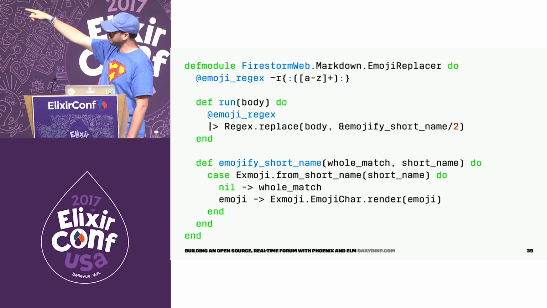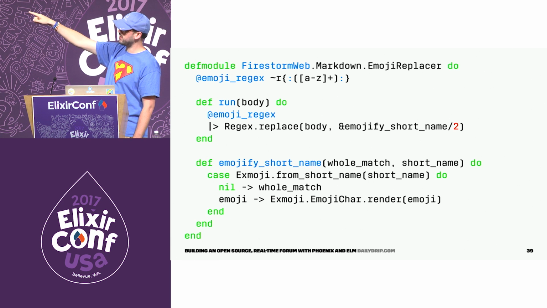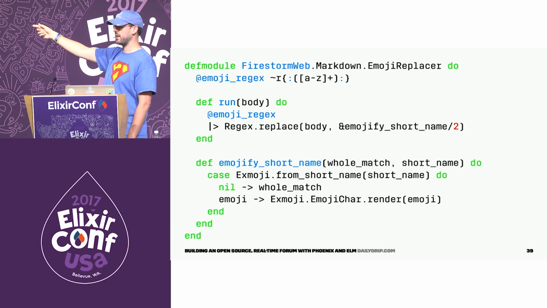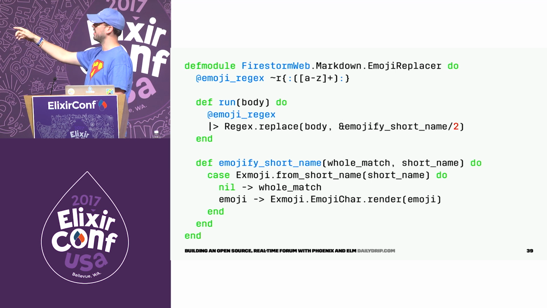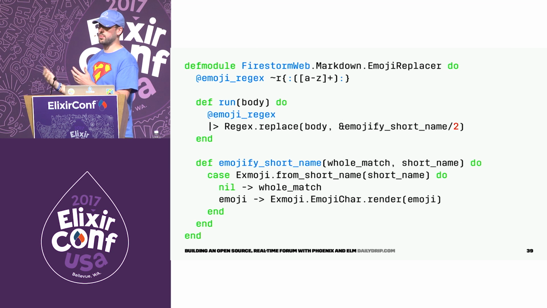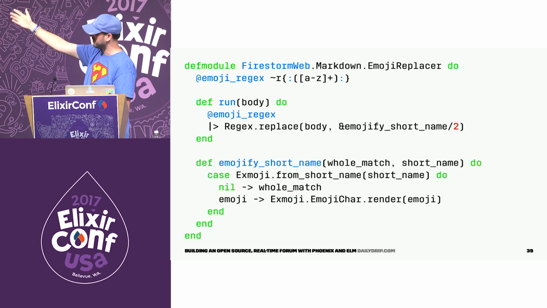So this is an emoji replacer. It has a regular expression. And every time it runs into that pattern, it's going to try to replace it with this emojify short name function. And so all I'm doing there is using this Xmoji package. So again, just going out to the community. And it's essentially an emoji database. You can look up emoji by name. Cool. And you can also render them. So super easy, but in one slide, we can do Slack-style emoji replacement.